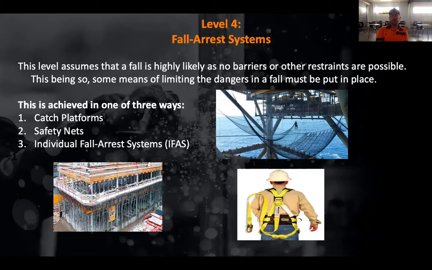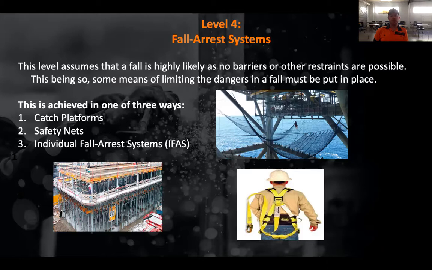There are 3 ways of putting yourself into fall arrest. One is a catch platform, as seen in the bottom left picture. It's basically catching you from falling, or tools or materials. A safety net is in the top right photo. That looks like an oil rig setup, where they're working. If they were to fall, it will catch materials, tools, and potentially a person.